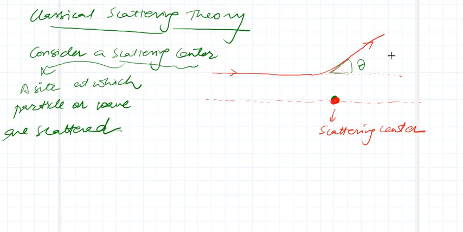Then there is a very interesting term, that is the impact parameter. So if a particle has some energy E and it is scattered with a certain angle, then we define another term, the impact parameter. Impact parameter is this one. This perpendicular distance b is known as the impact parameter.